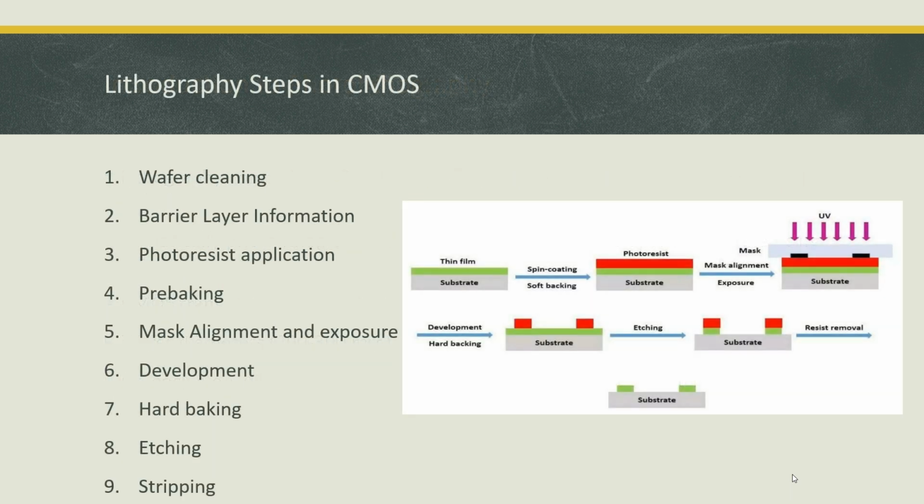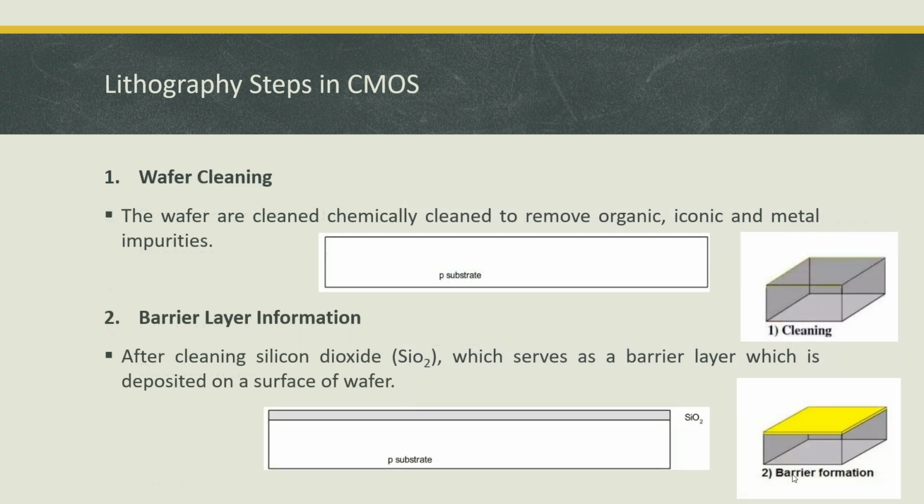These are the steps of lithography. The first step is wafer cleaning. After that: barrier layer formation, photoresist application, pre-baking, mask alignment and exposure, development, hard baking, etching and stripping. Let us discuss them one by one. The first step is wafer cleaning. What is meant by that? Initially the wafer is cleaned chemically, which is used to remove organic, ionic and metal impurities. These are the diagrams of the wafer cleaning.